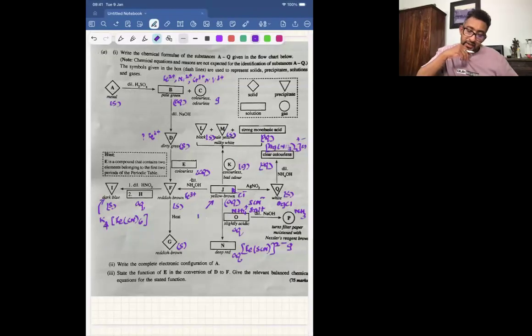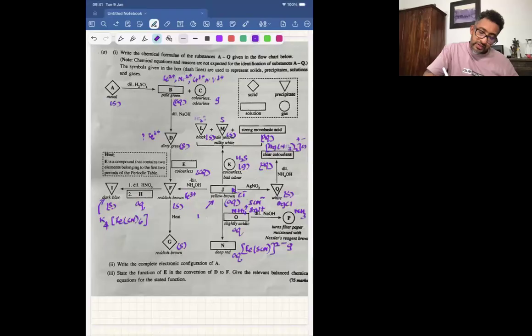Black color, pale yellow, milky white color, strong monobasic acid. Colorless bad odor. Colorless bad odor means hydrogen sulfide. Okay, hydrogen sulfide. Pale yellow color is sulfur. What is this? Yellowish-brown color, ferric sulfide.